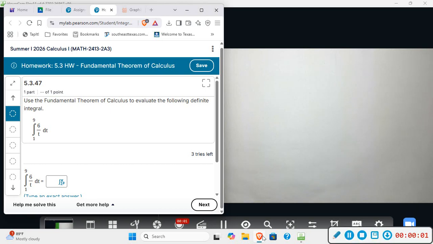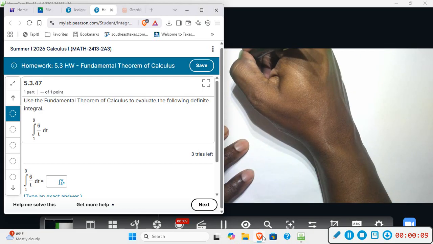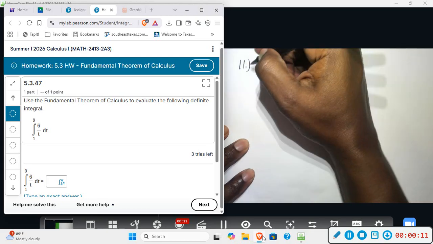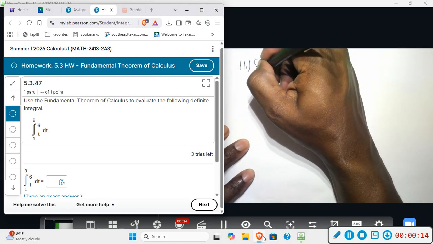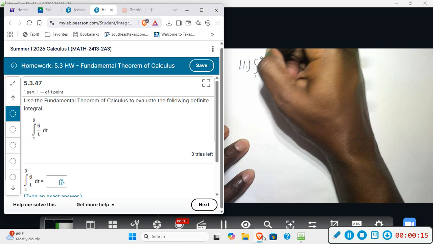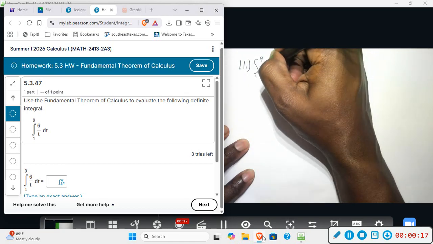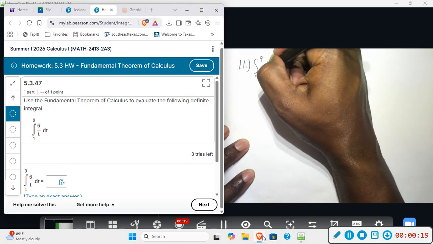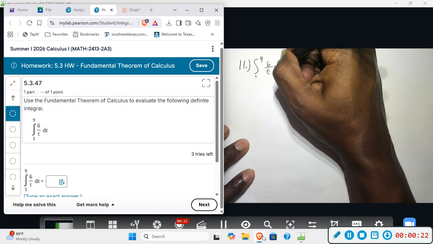All right, number 11. I want to solve this using the fundamental theorem of calculus. We're going to integrate from 1 to 9, 6 divided by t dt.